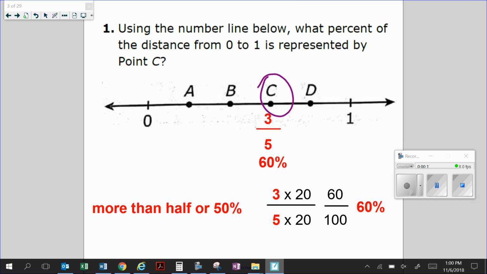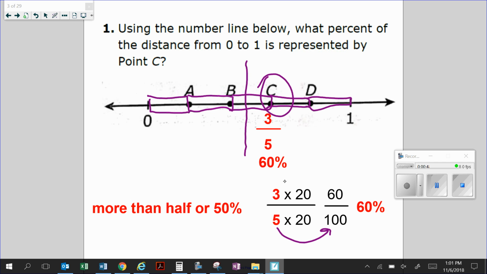As I looked at this, this is the halfway point, so I know it is more than 50%. So let's think. I see one section, two sections, three sections, four sections, five sections. This seems like the third out of five sections. So what is 3 out of 5? How would you turn that into a percent? I would build it times 20, times 20: 60%.